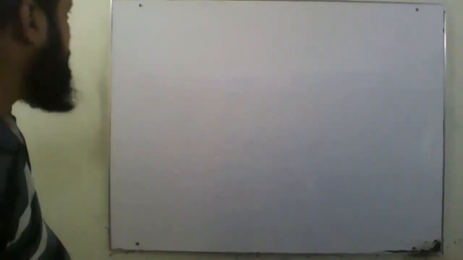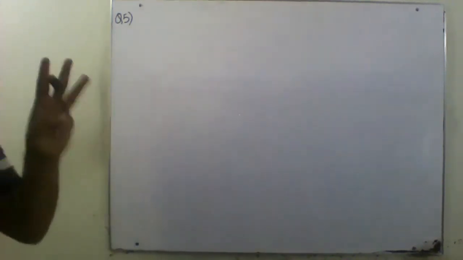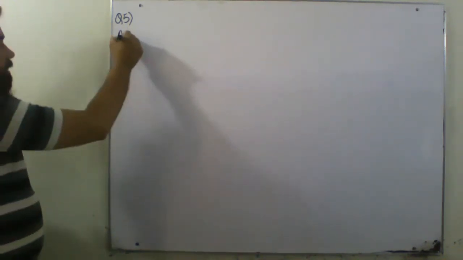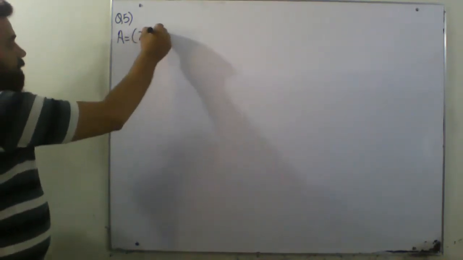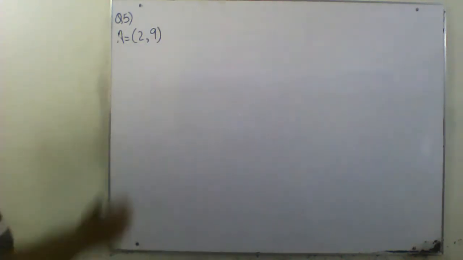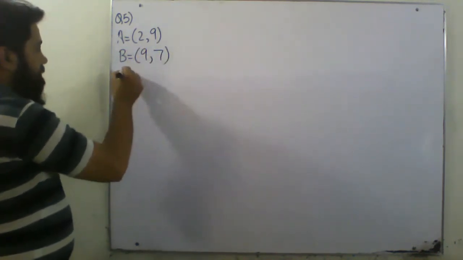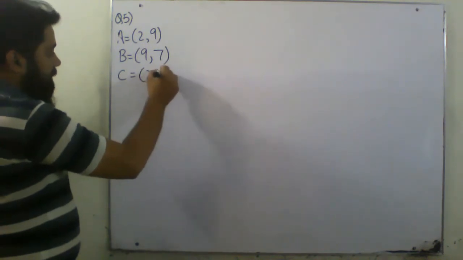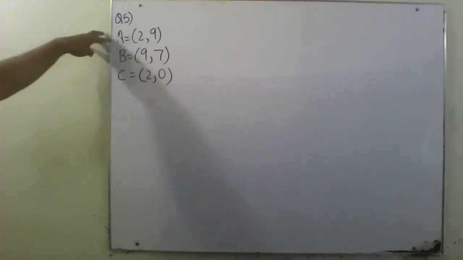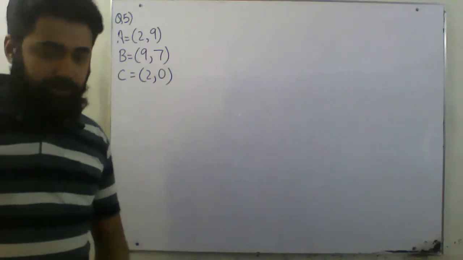Okay, question number 5. In question number 5, they are giving us three coordinates. My first coordinate A is given to me as 2 comma 9. My second coordinate B is given to me as 9 comma 7, and C is given to me as 2 comma 0. These are the things given to me right now.